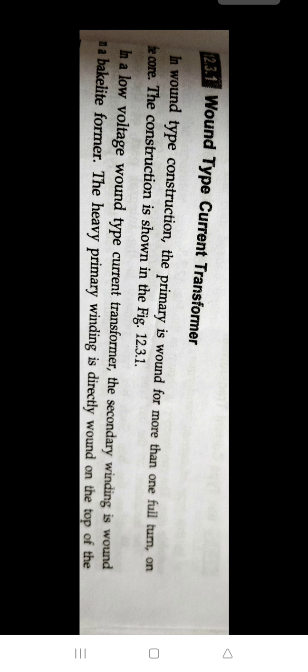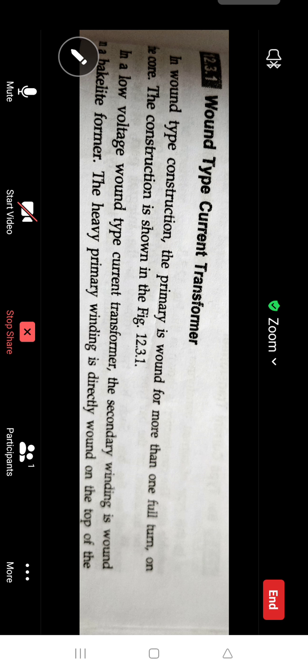In a low voltage wound type current transformer, the secondary winding is wound on a bakelite former. The heavy primary winding is directly wound on top of the secondary winding. Let me share the photo with you.